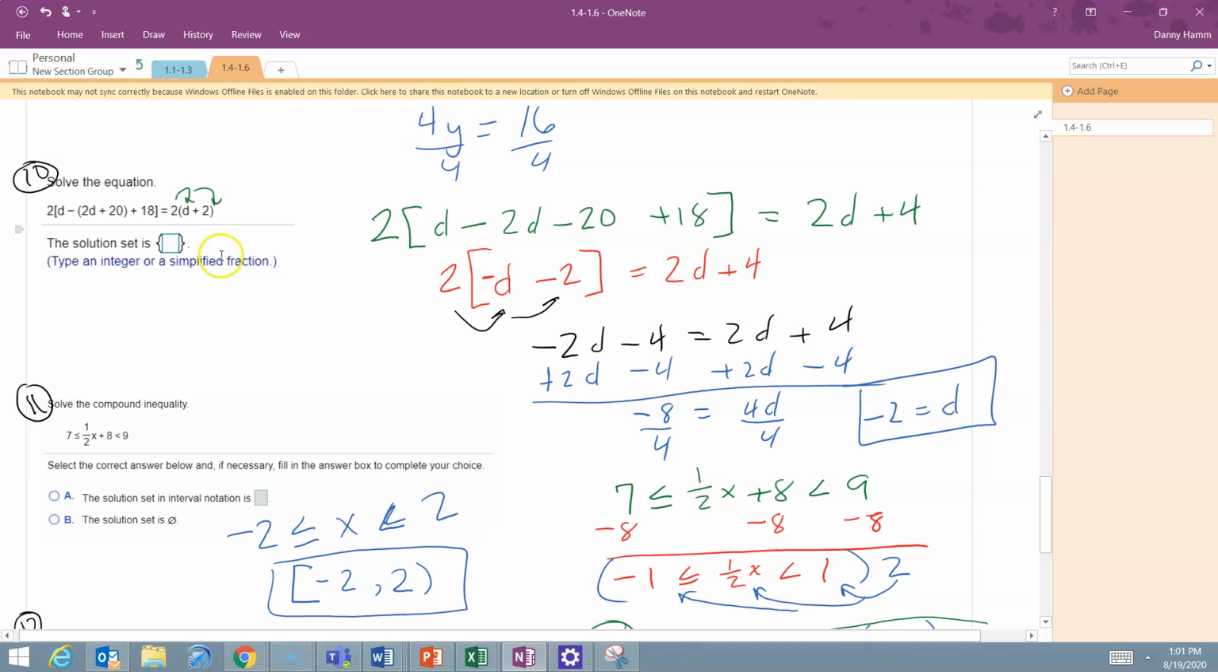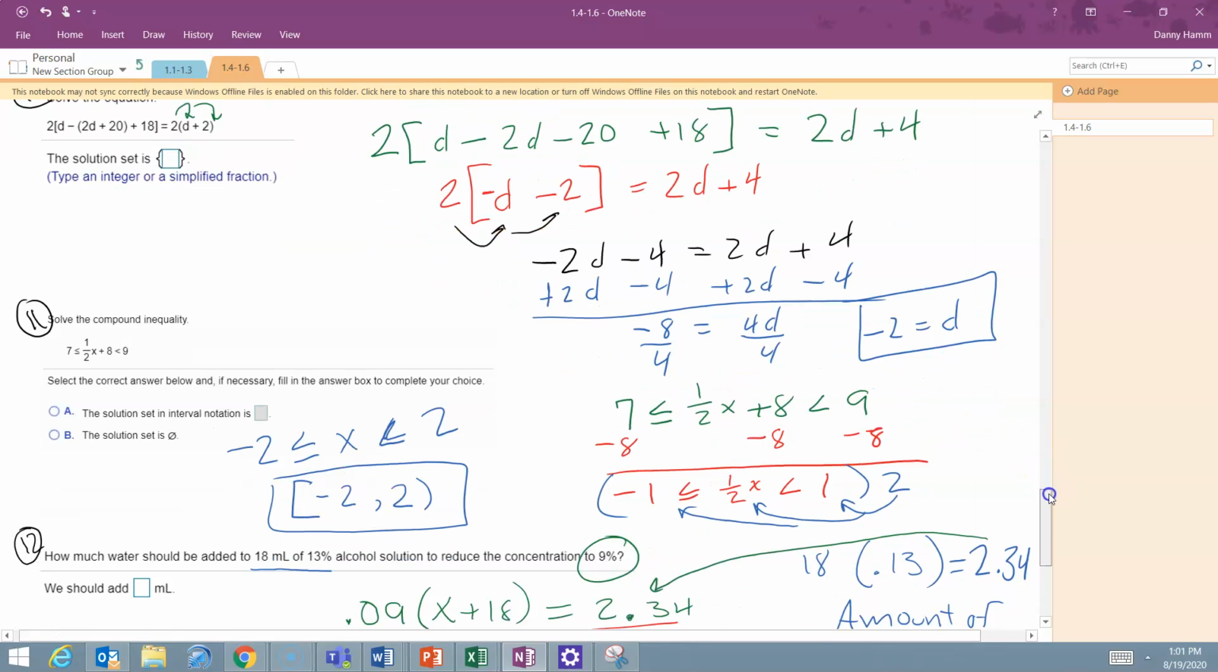And number 10, we kind of work inside out here. The first thing I did was distribute this negative to make this negative 2d minus 20. Then I distributed the 2 to get 2d plus 4. In this next step, I collected like terms to get here. I distributed the 2 to get here. And then I solved for d to get negative 2.